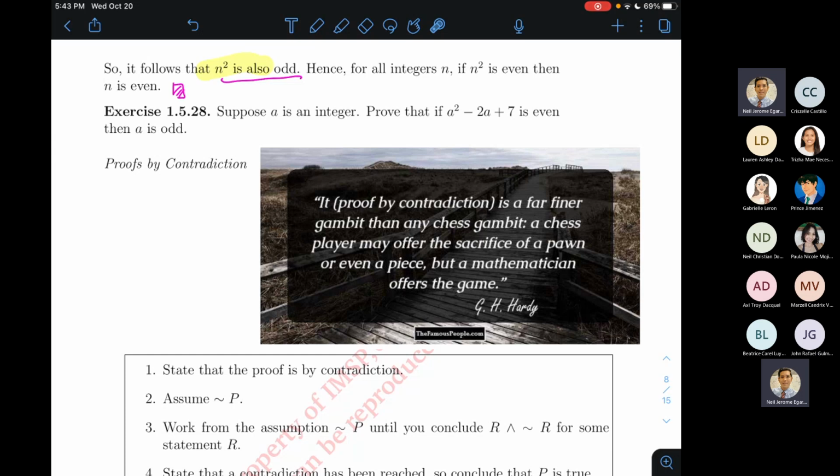right? Sabi ni Hardy, yung proof by contradiction, mas maganda siya sa kahit anong gambit or sacrifice sa chess. Sa chess, we are just offering a pawn or even a queen, right? Pero in a proof by contradiction, a mathematician offers the entire game. Ano ba yung game natin sa proving? We are trying to prove that a certain statement is true. Now, sa proof by contradiction, i-offer natin yung game. Sabi natin, kunwari, mali yung gusto kong i-prove.